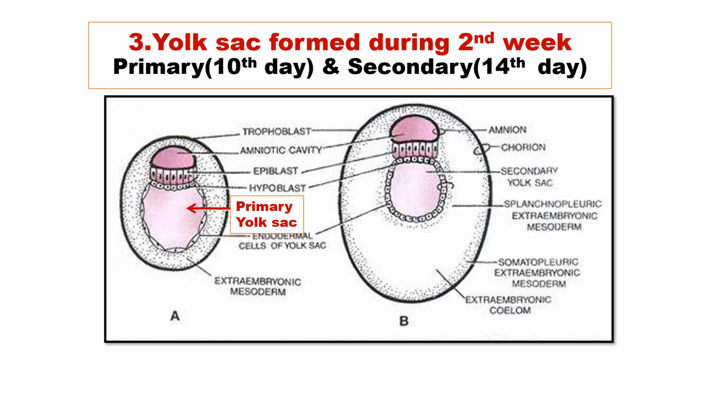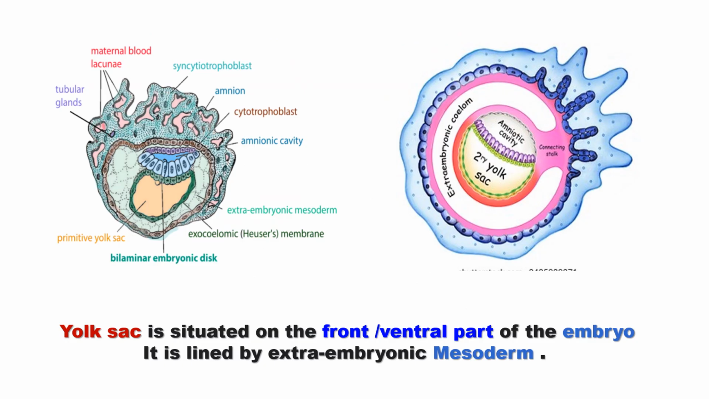The primary yolk sac is formed around the 10th day of intrauterine life. The secondary yolk sac is formed around the 14th day of intrauterine life. The yolk sac is situated in front, or the ventral part, of the embryo. It is lined externally by splanchnopleuric extraembryonic mesoderm.